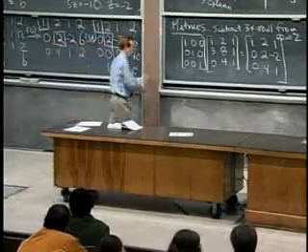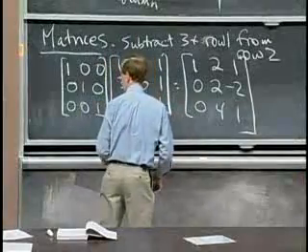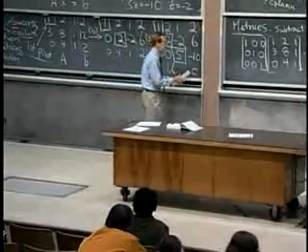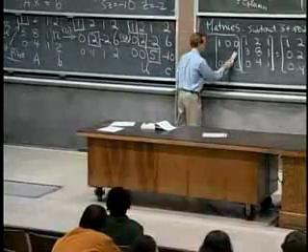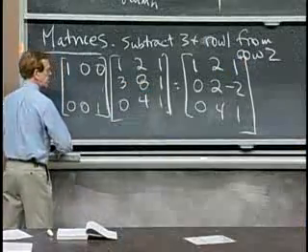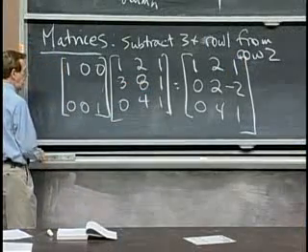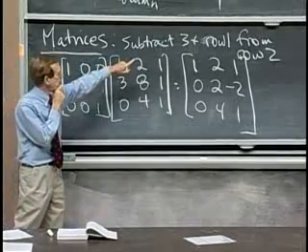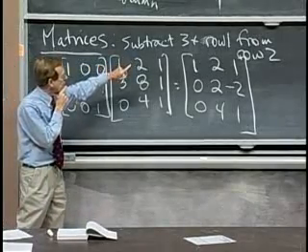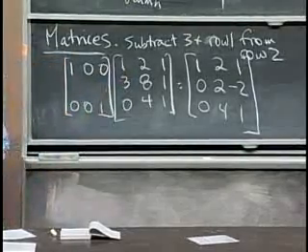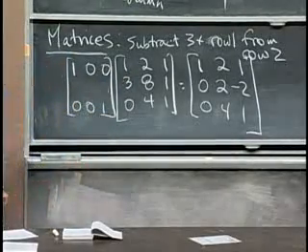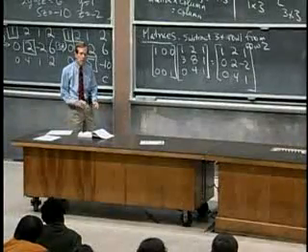But that's not what we want, because we want to change this row 2. So what should I put in here to do it right? What am I after? I want 3 of row 1 to get subtracted off. So what's the right matrix to finish that matrix for me?